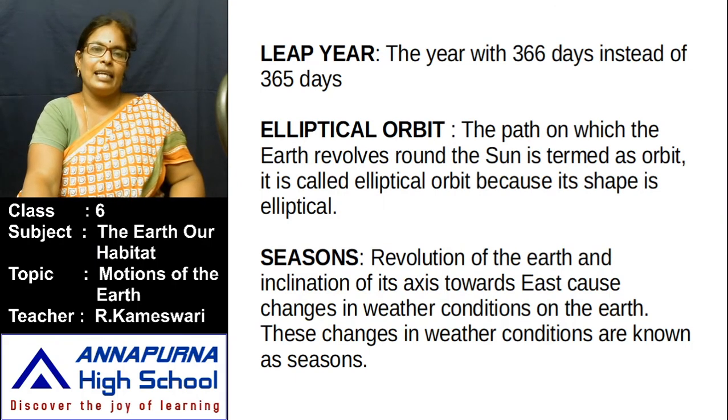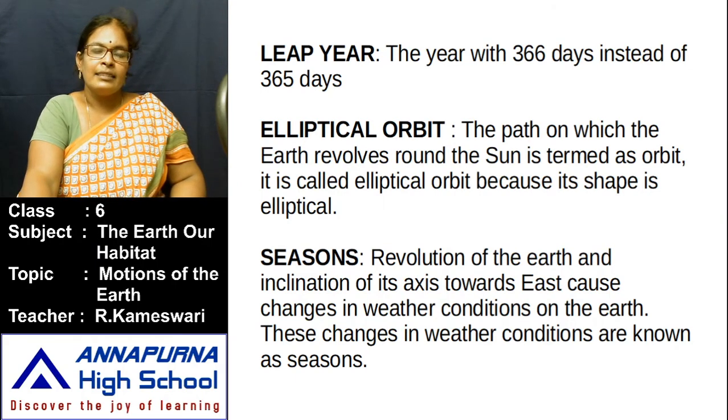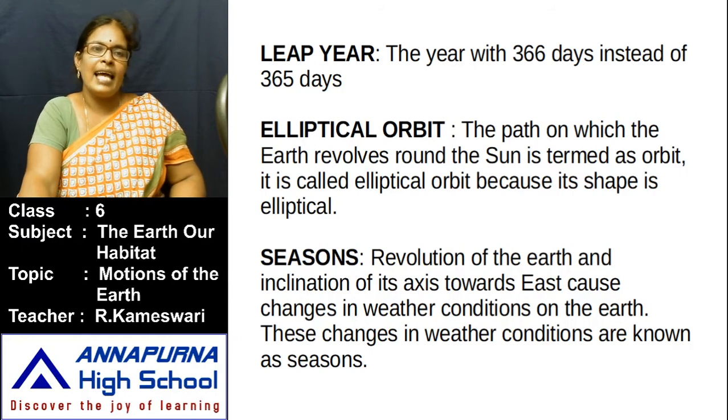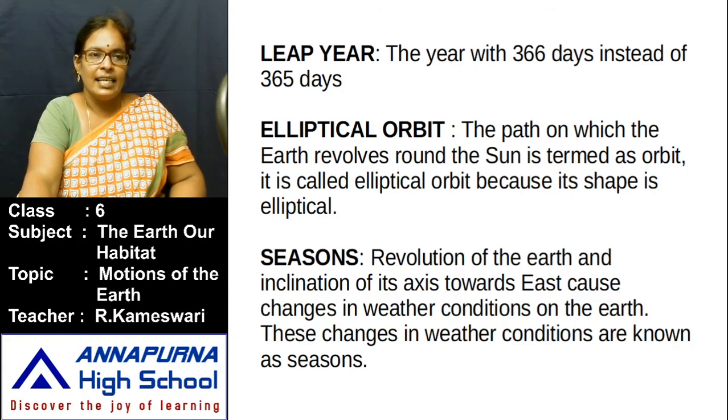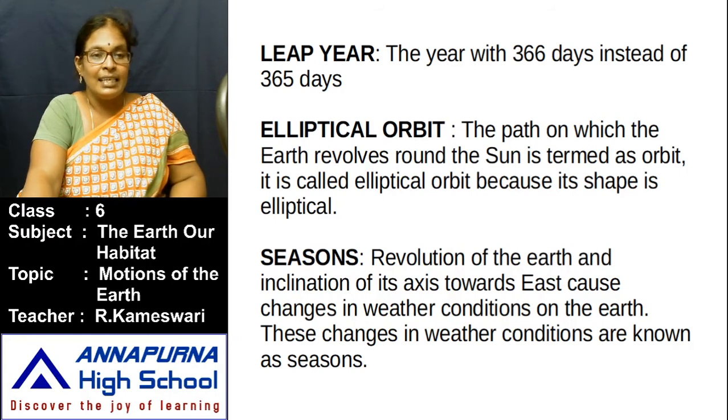Next, leap year. Generally, a year has 365 days. Instead of that, a year that has 366 days is called a leap year. Generally a year has 365 days, but a leap year has 366 days. How does that extra day come to that year?